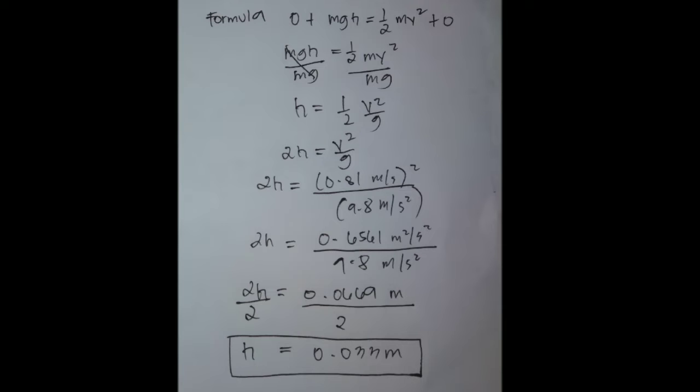After that, we will divide the right side and it will come up to 0.0669 meter. Then, to get the height, we will divide both sides by the constant 2 to eliminate the constant multiplying the variable to get the answer. So therefore, the height is equal to 0.033 meter.